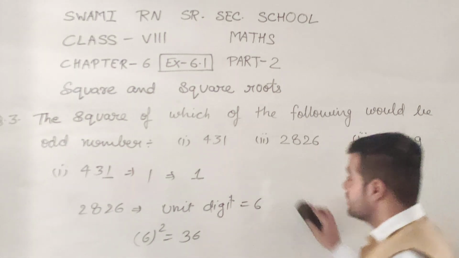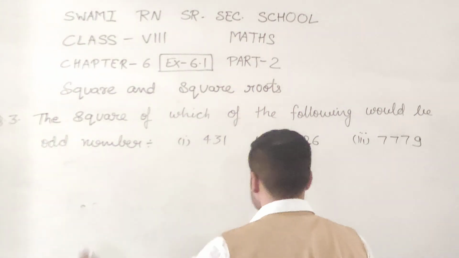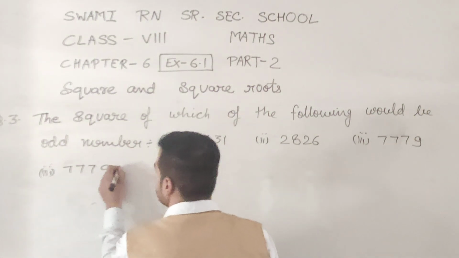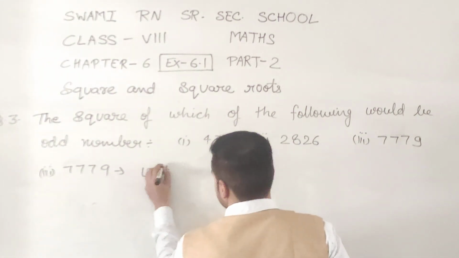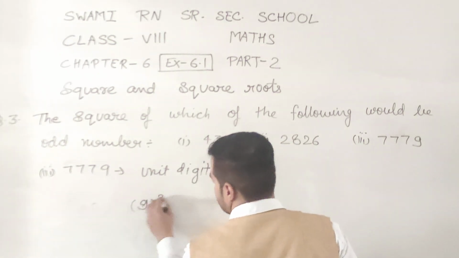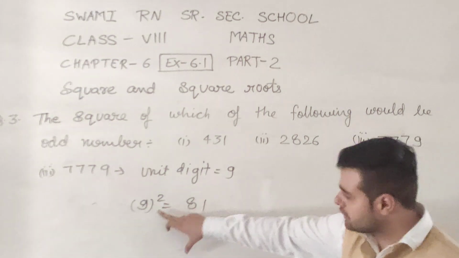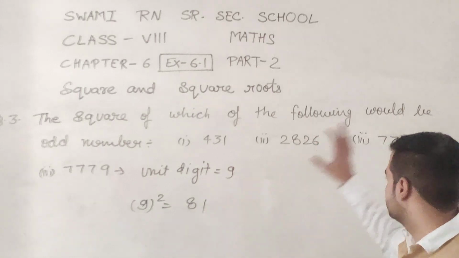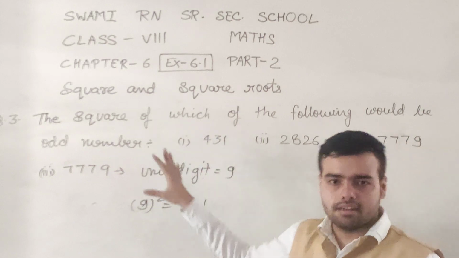Now the third example, that is 7779. We can see the unit digit is 9, and the square of 9 is equal to 81. The unit digit is 1, which is an odd number. So the square of this number is also an odd number. Okay, so that is the third question.